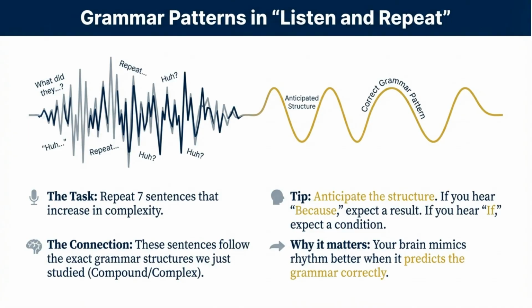Grammar also helps your ears in the listen and repeat task. The 7 sentences you must repeat follow specific structures. Tip: anticipate the structure. If you hear the word because, your brain should expect a result to follow. If you hear if, expect a condition. Your rhythm mimics the audio better when you predict the grammar correctly.